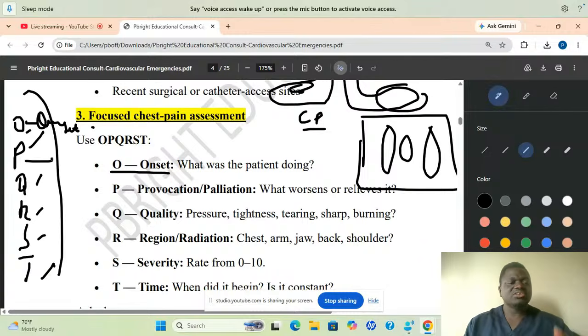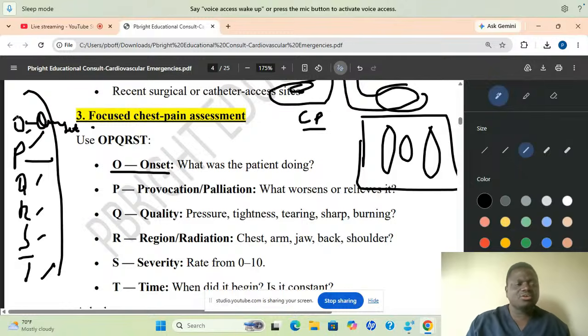Then the P is the provoking, what provokes the pain. Somebody will say, yes, I'm having chest pain when I stand up and start walking, when I run. So these are the palliative issues. When I'm walking, the pain will be high, but when I sit down or when I sleep, the pain goes. Then the things that intensify the pain: some will say whether I stand, whether I sleep, whatever I do, the pain is rather increasing. So you do that.